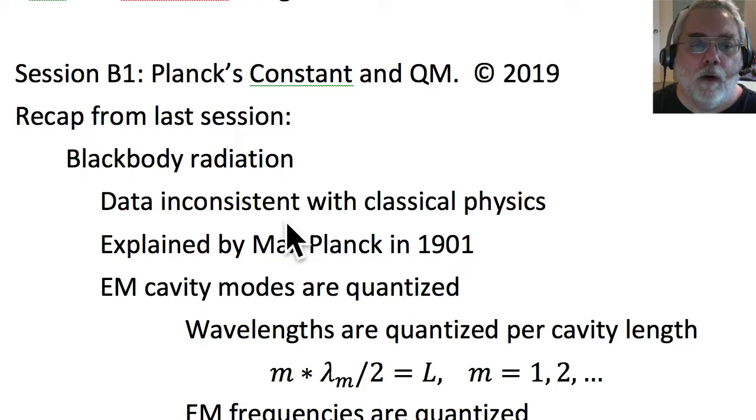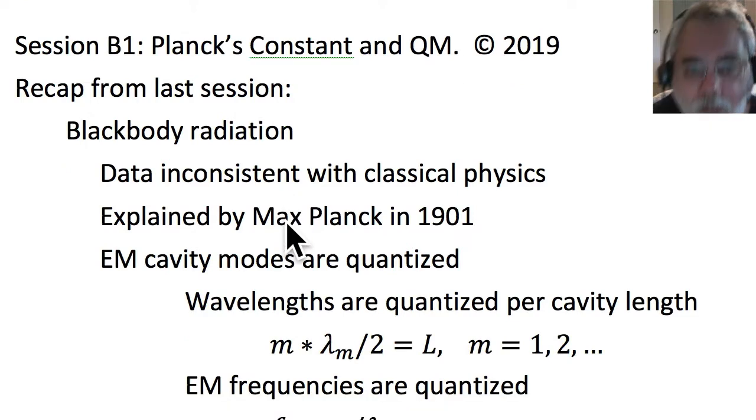This is session B1, Planck's constant and quantum mechanics. So far we've been taking a historic timeline approach, saying, okay, as physicists discover something that can't be explained with classical mechanics, we started in the 1870s and we got up to 1901, black body radiation, Max Planck. I do want to continue with the historical timeline. The next thing we should do is Einstein in 1905, but not today.